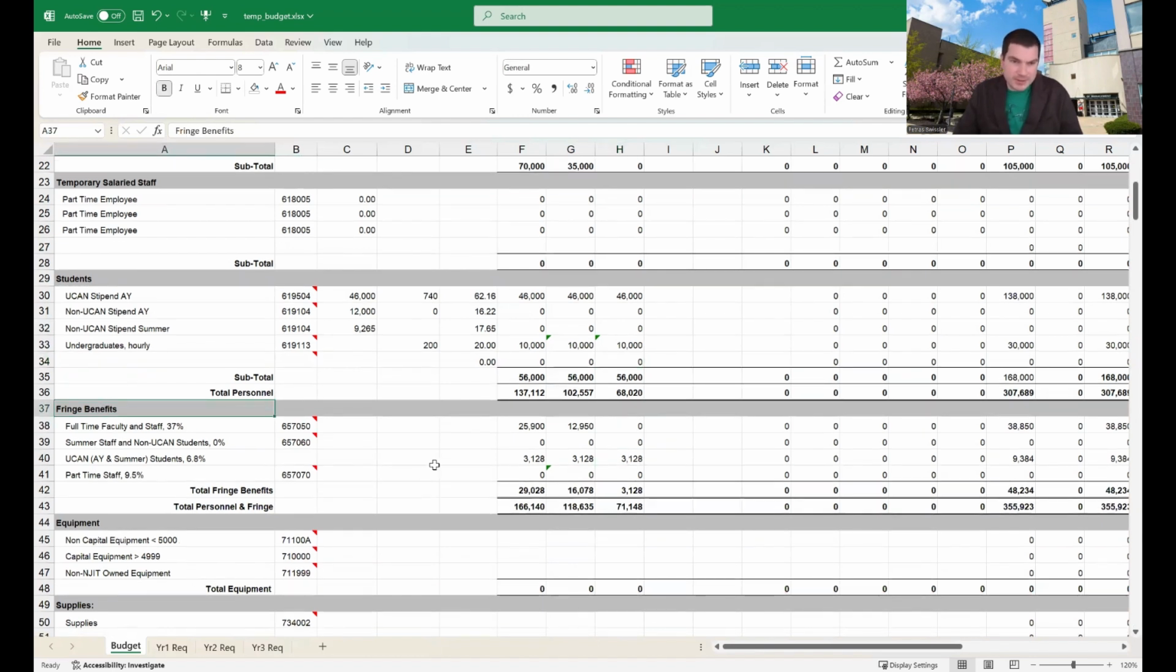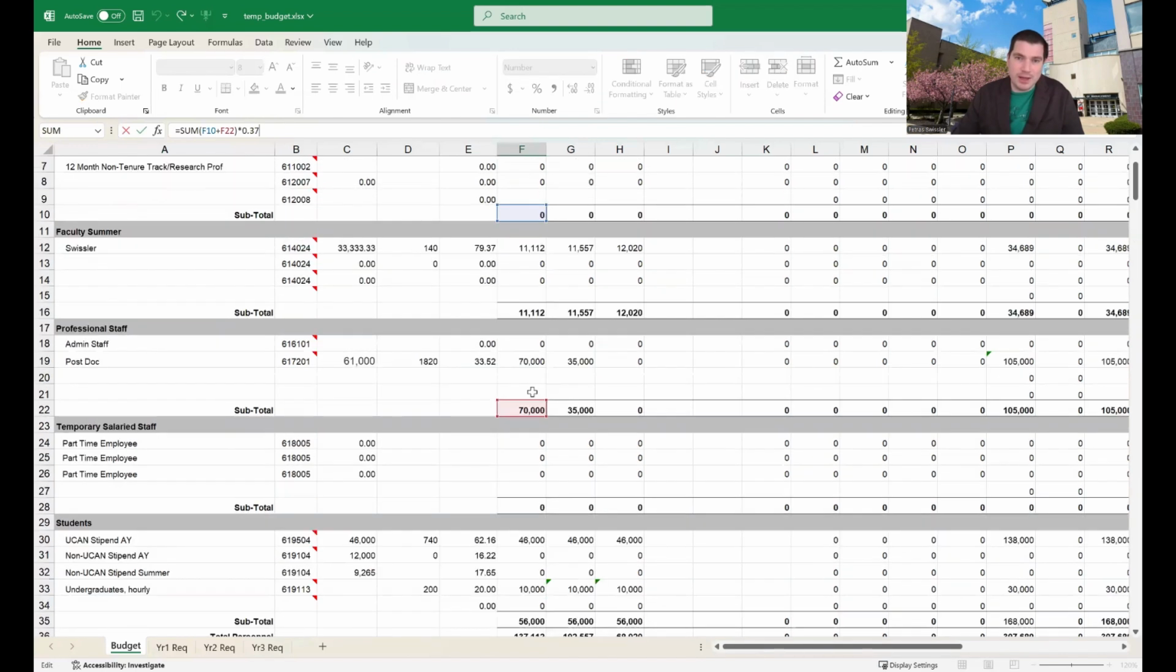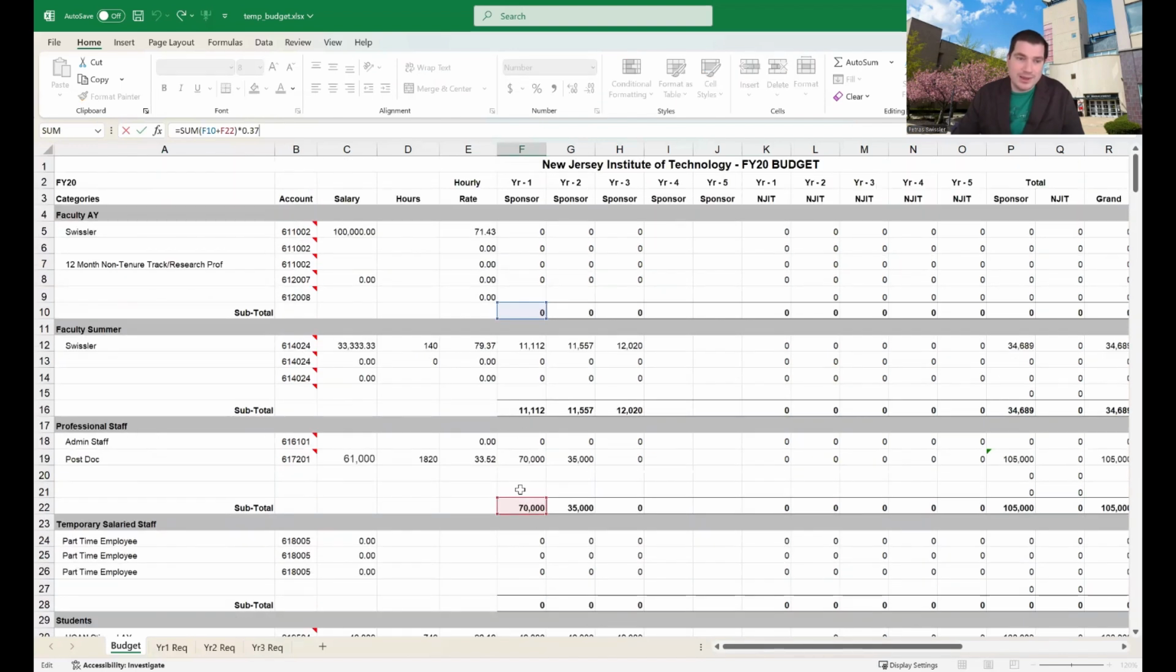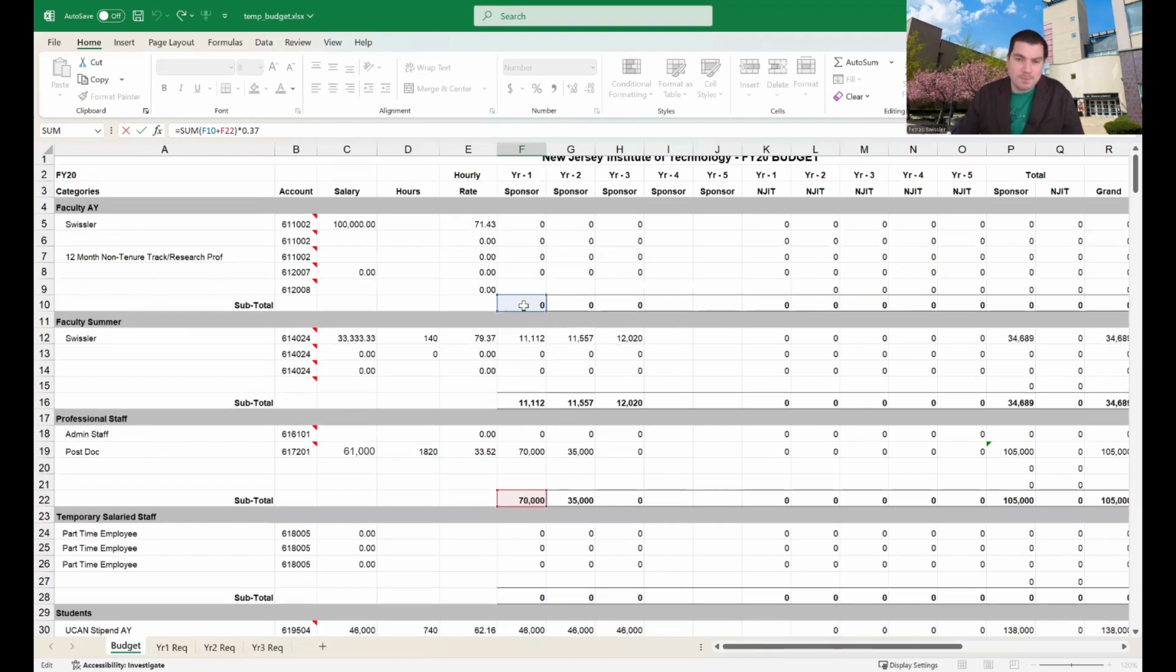Now we get to fringe benefits. So fringe benefits apply to health insurance. It pays for health insurance, it pays for retirement funds, everything like that. And for full-time faculty staff, that is a 37% amount. If you're looking at other examples, this is actually on the low end for how much fringe will cost. And what you can see here is that full-time faculty staff is really only applying to the professional staff and the academic year amount.